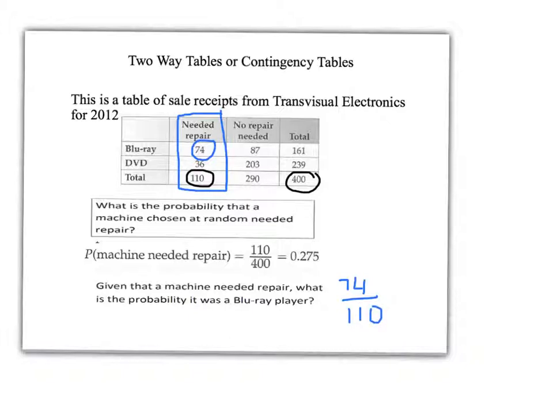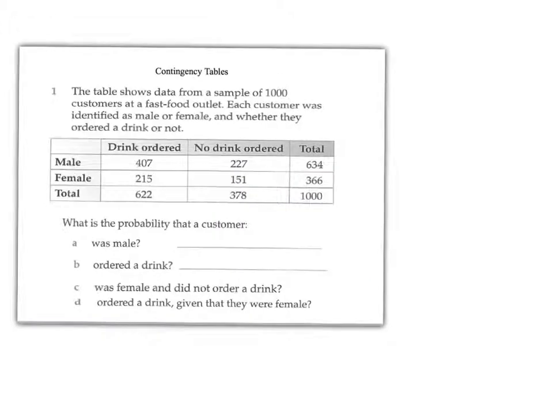It's helpful to have a highlighter when you're doing these exams, and you can highlight either a row or a column. The next one. Here we have some drinks, 1,000 customers. What's the probability a customer was male? So my male was 634 out of 1,000.